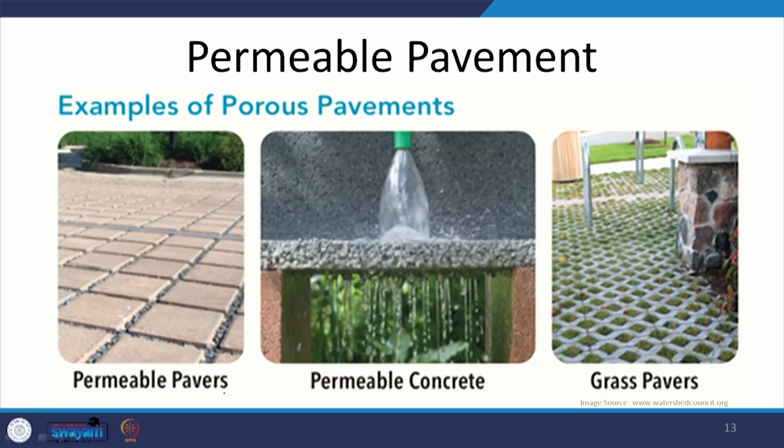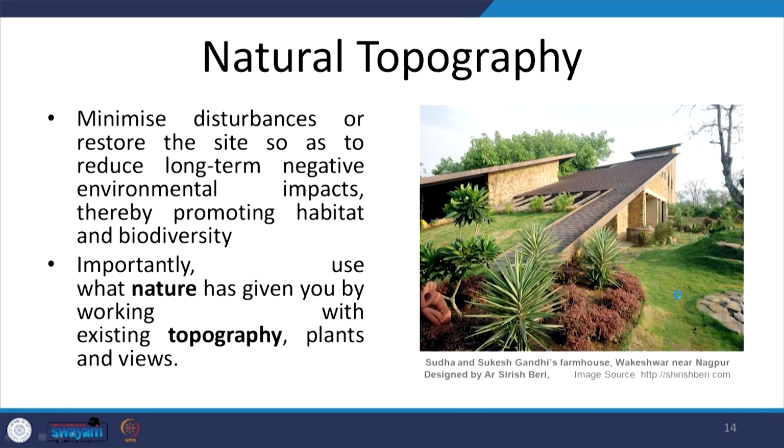So, there are permeable pavers, there are permeable concretes. We also have grass pavers, which is a very common strategy, where the paver has punctures and a vegetated area. So, it allows for growth of grass, and that also allows for percolation of water down to the ground.